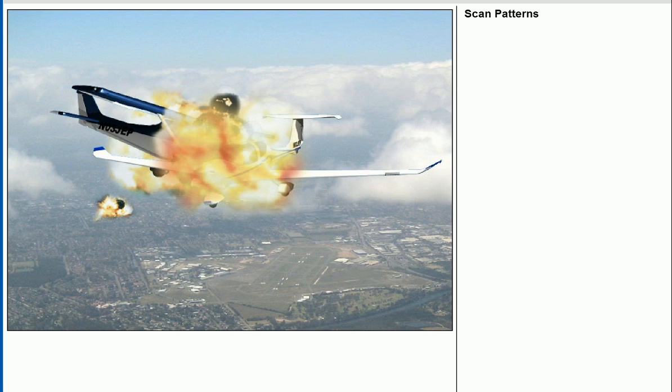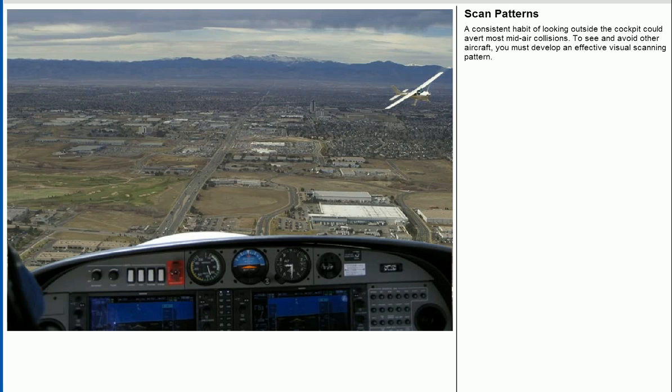Surprisingly, most mid-air collisions occur near airports, during daylight hours, and in VFR conditions. In fact, 82% of mid-air collisions occur at overtaking or converging angles and don't involve high rates of closure. This suggests that a consistent habit of looking outside the cockpit could avert most collisions. To see and avoid other aircraft, you must develop an effective visual scanning pattern.